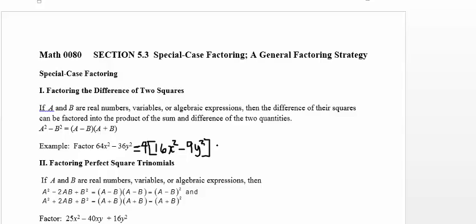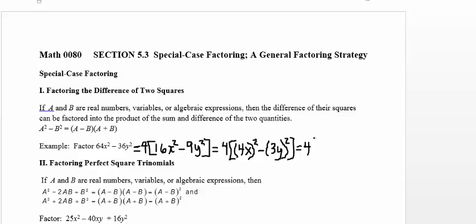negative 36y squared. Now what I want to do in this next step is write what's inside of the brackets as a squared minus b squared. So my a is 4x, because the square of 4x is 16x squared. B is 3y, because the square of 3y is 9y squared.